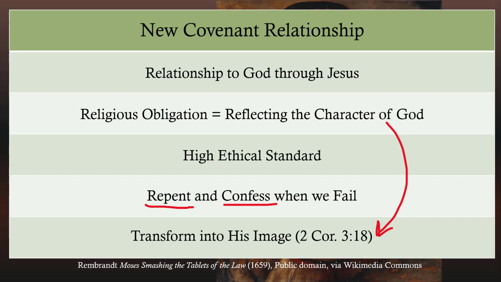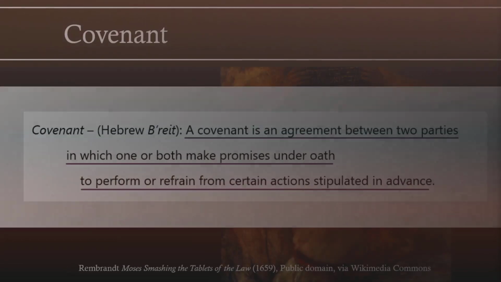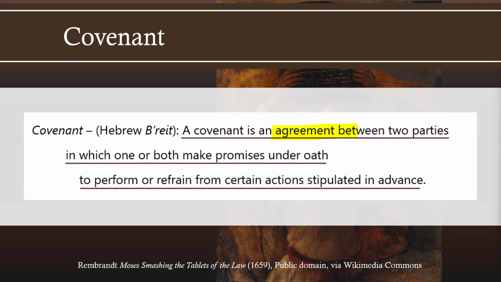So we have our covenant, right? It's the agreement between two parties. God wants to covenant with us. God is on one side. God has obligations too. He's just not going to fail in those obligations. We're the ones that have to worry about failing. But God says, I'll protect you. I'll save you. I'll deliver you in the final judgment. So he has obligations. We make promises under oath. And this is a very interesting one.